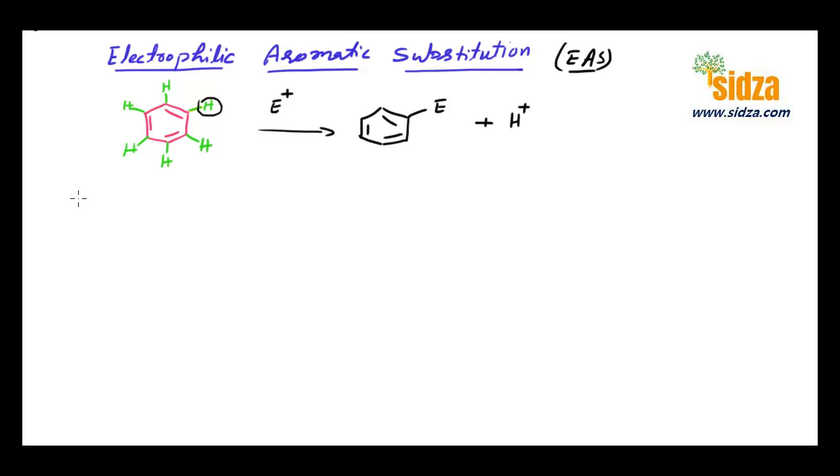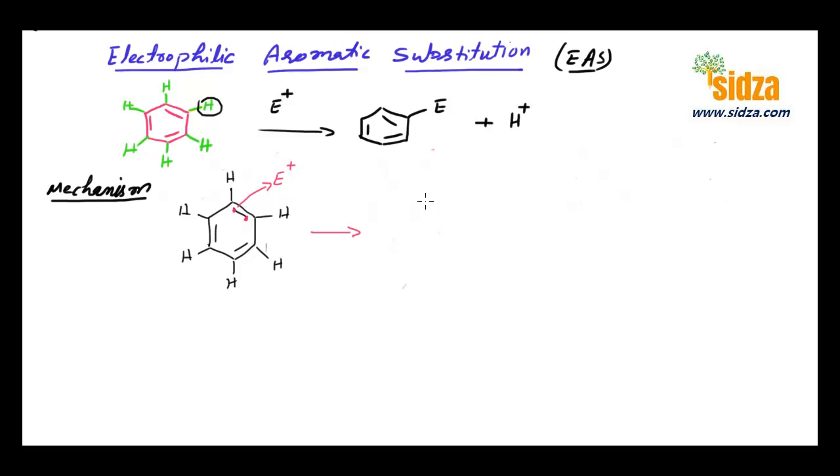Let's see the mechanism of this electrophilic aromatic substitution reaction, how you can replace this hydrogen from the aromatic ring. In the first step of this mechanism, we see the electrophile attacks the aromatic ring. If you look at this double bond, this particular bond is formed by the sharing of electrons between these two carbon atoms. The electrophile approaches the double bond, and this double bond's electrons can form a bond with the electrophile, because the electrophile is electron deficient.